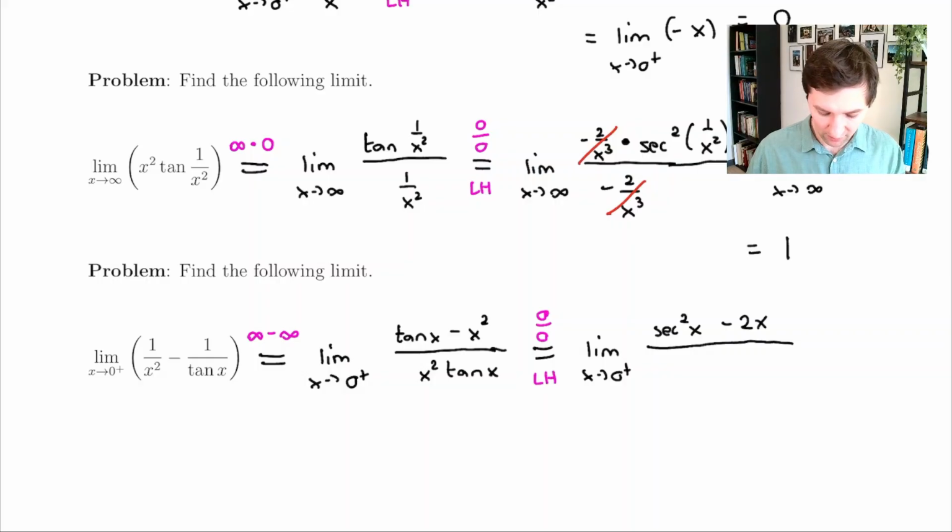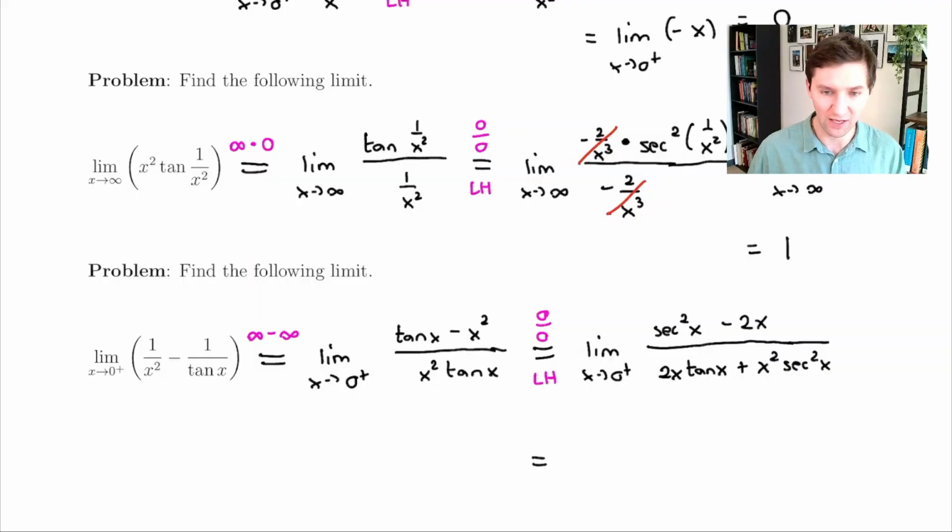In the denominator, I have a multiplication of two functions. I must apply the product rule here. The derivative of x squared is 2x. I multiply it by the second function, tangent of x. And I add to it the first function, x squared, multiplied by the derivative of the second function. The derivative of tangent was secant squared of x.